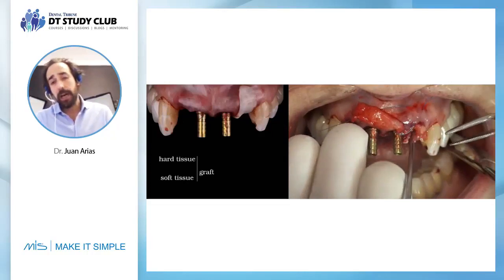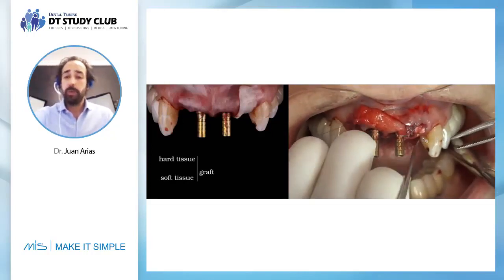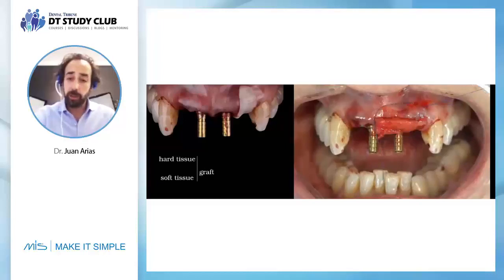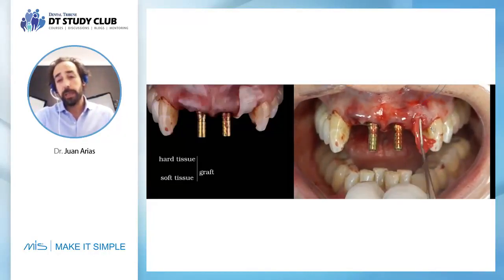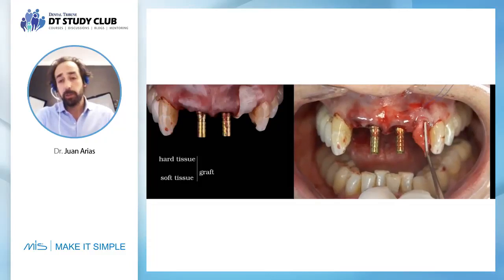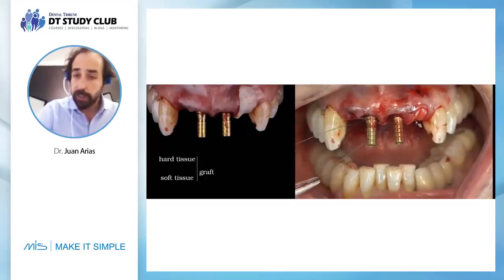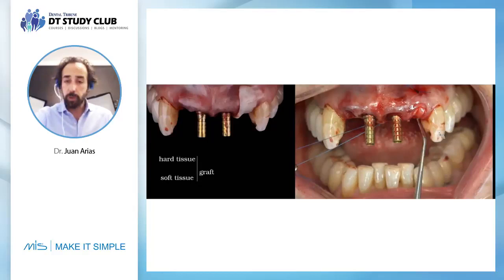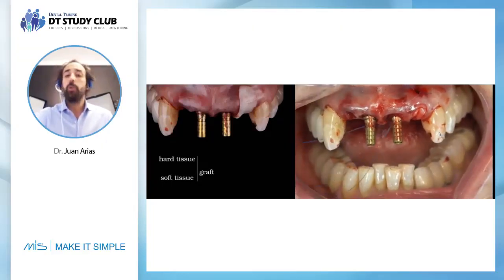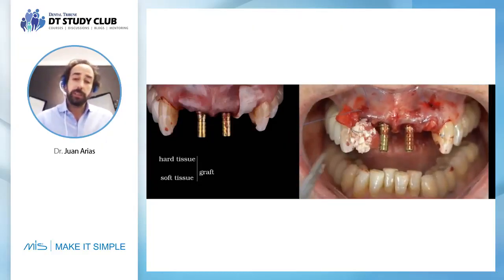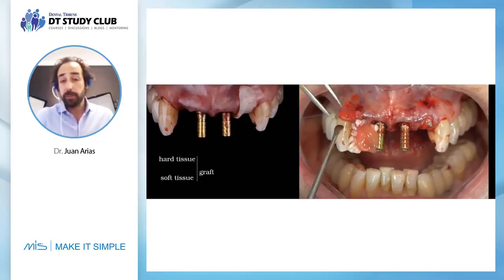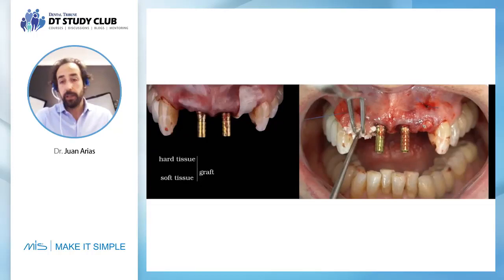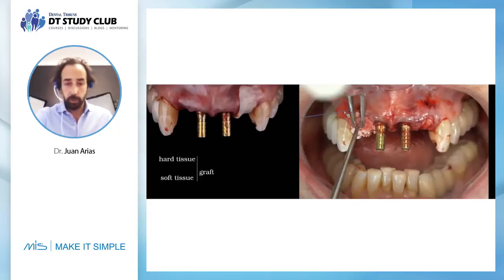So we make the hard tissue regeneration with the PRP, Bio-Oss and autogenous bone. We introduce it all that way. And once we've got that, we also place a connective tissue graft long enough to cover from the buccal to the palatal zone, so we cover all the emergence profile of the 12 and the 22 in this case.